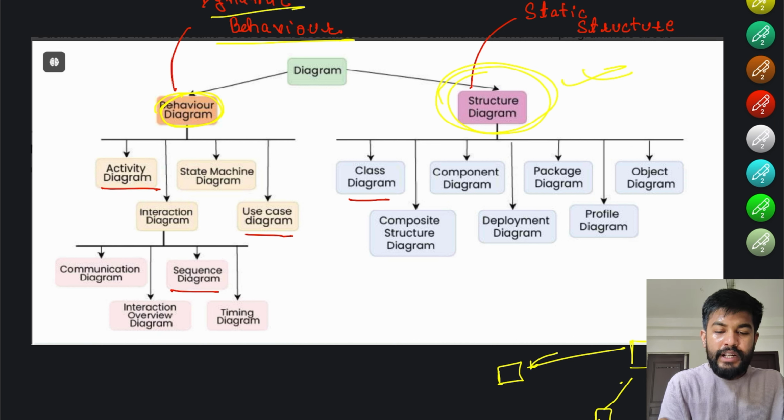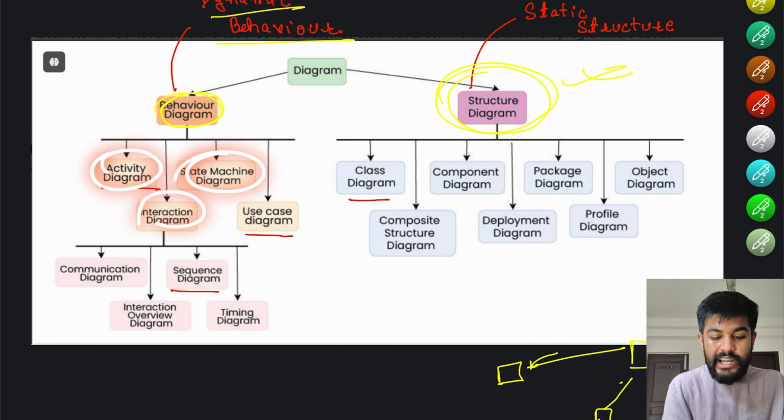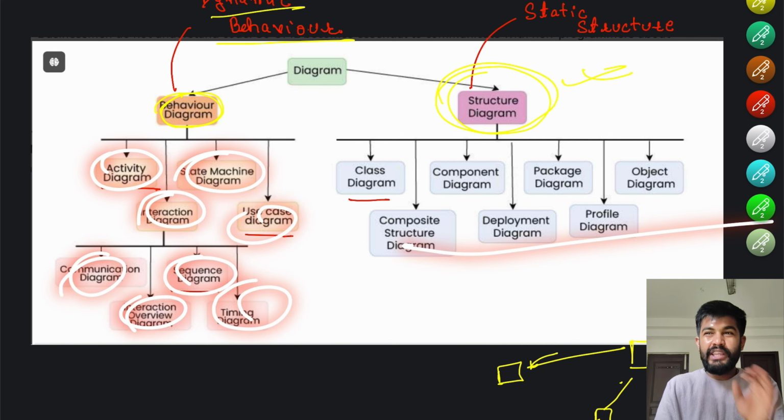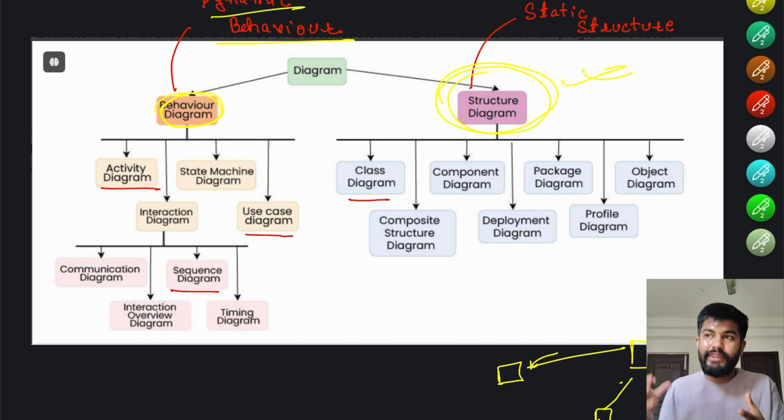Now there are multiple different UML diagrams. Okay, there are interaction diagrams and a hell of a lot more. They are important from the perspective of GATE, where a lot of GATE questions are asked around object diagram and communication, interaction, timing and all.